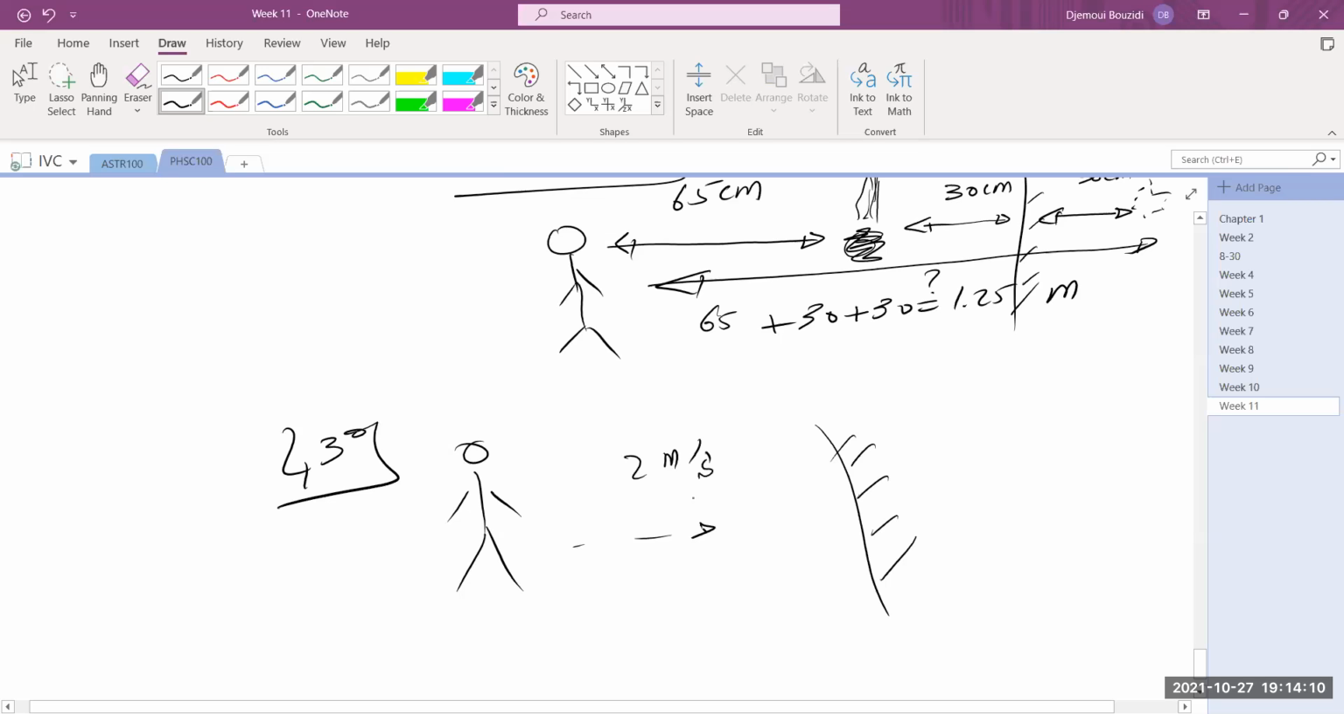Here is the thing. You're moving toward the mirror by 2 meters per second. The image also is approaching the mirror, and you and the image should approach one another with this relative velocity.